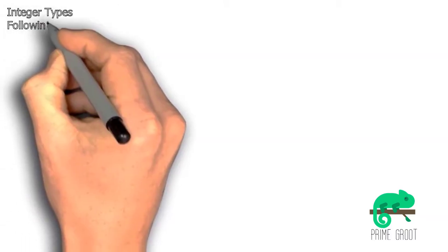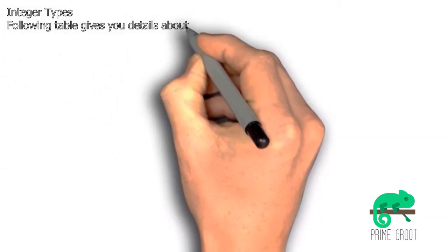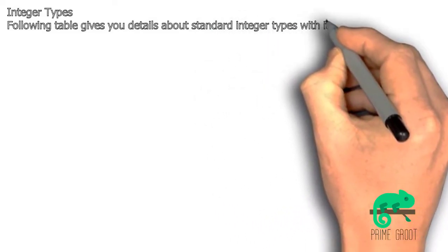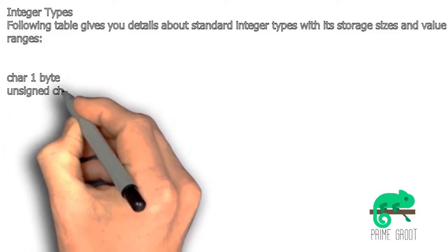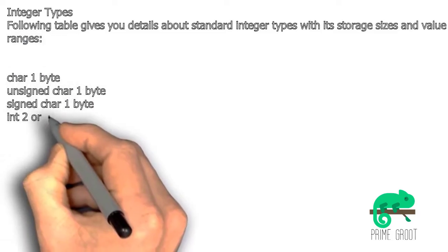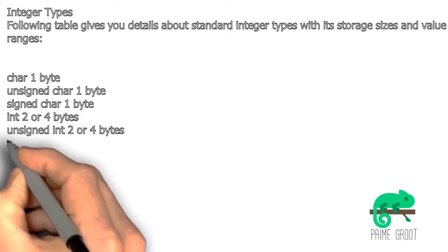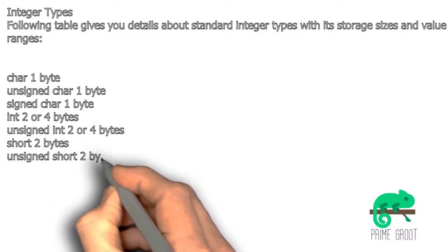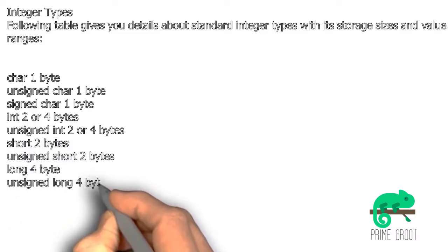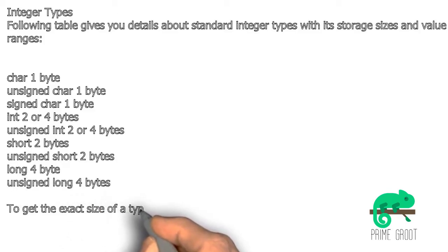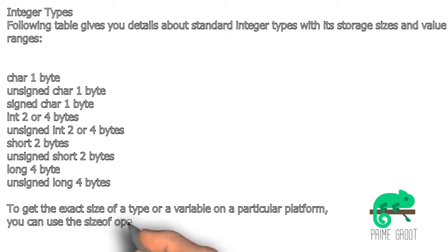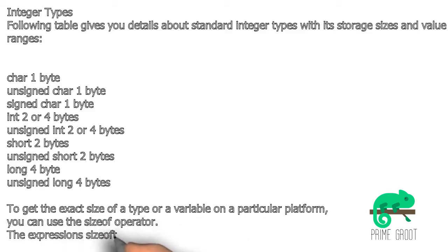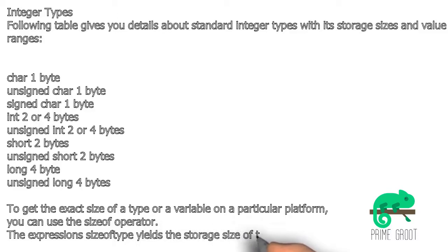Integer types. The following table gives you details about standard integer types with their storage sizes and value ranges: char, 1 byte; unsigned char, 1 byte; signed char, 1 byte; int, 2 or 4 bytes; unsigned int, 2 or 4 bytes; short, 2 bytes; unsigned short, 2 bytes; long, 4 bytes; unsigned long, 4 bytes. To get the exact size of a type or a variable on a particular platform, you can use the sizeof operator. The expression sizeof(type) yields the storage size of the object or type in bytes.